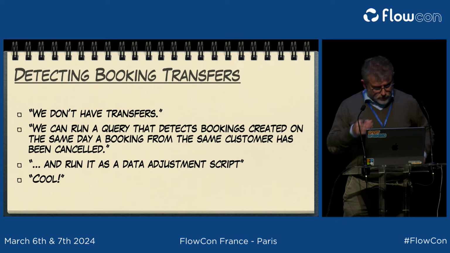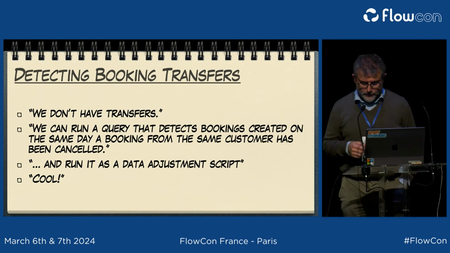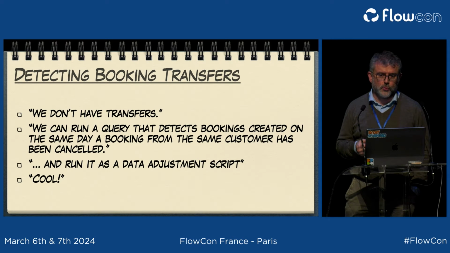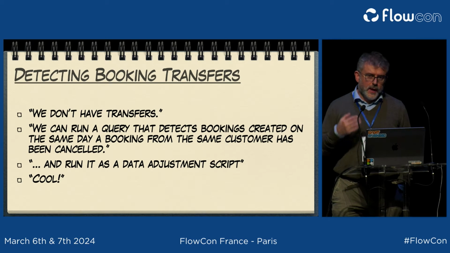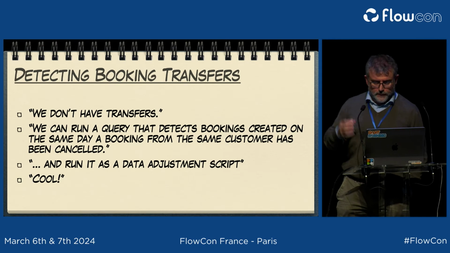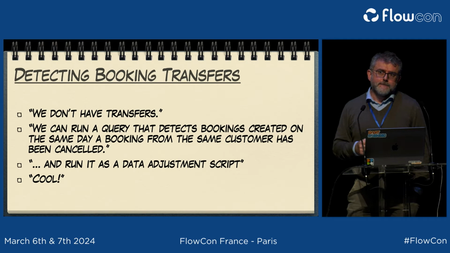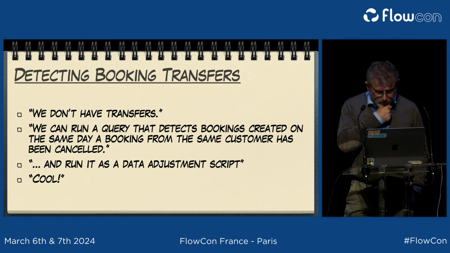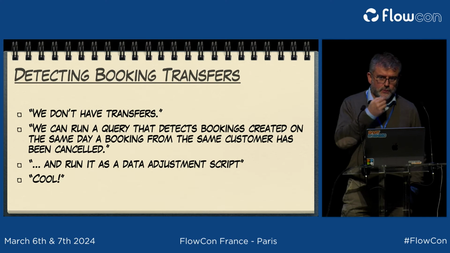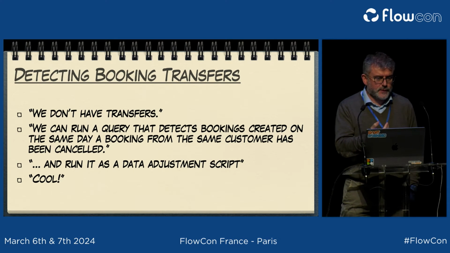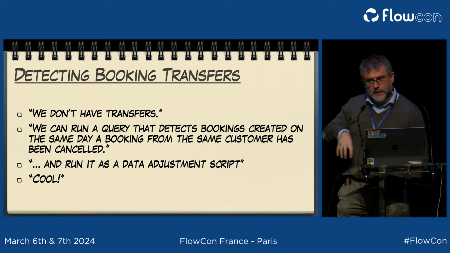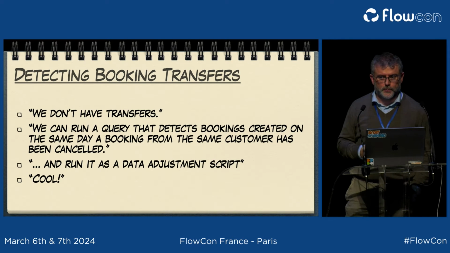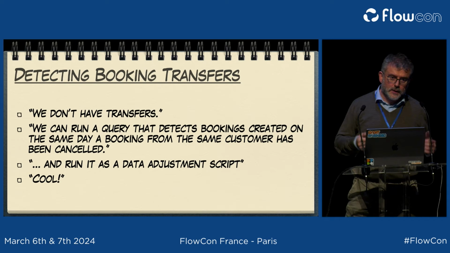So this is a cleaned up story from a real scenario. We needed to detect situations where we had booking transfers. And we had to work on integrating with a very old, database-centric legacy architecture. And, well, the answer was that we don't have transfers. Like, transfers is not key information in our domain. It's not a concept in our domain. We have it in the real world, but not in the database.